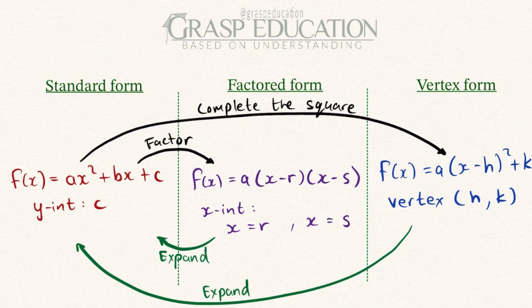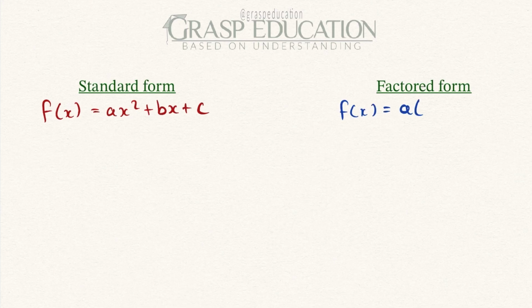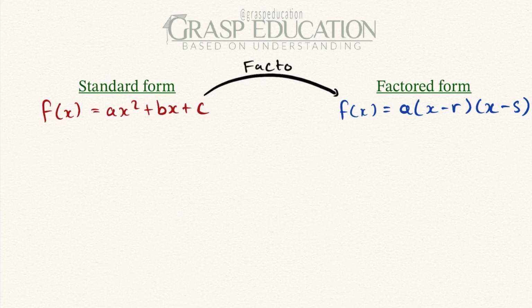In the next part of the video, we will start trying to solve different problems by going from standard form to factored form, standard form to vertex form, and back to standard form. Now we will have a look at how to go from standard form, which is ax² + bx + c, to factored form, which is represented by a(x - r)(x - s). And as we said, going from standard form to factored form, all we have to do is factor.